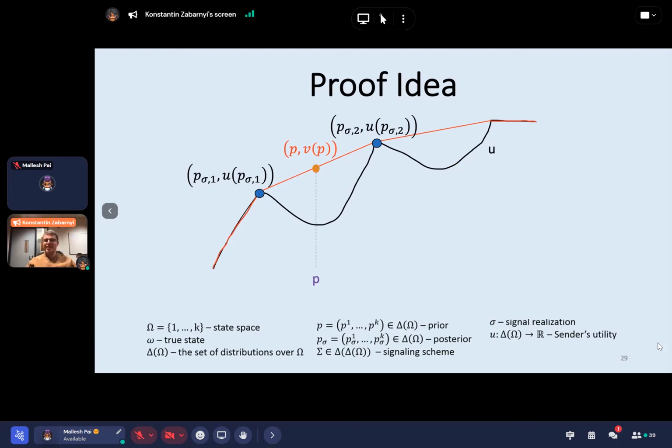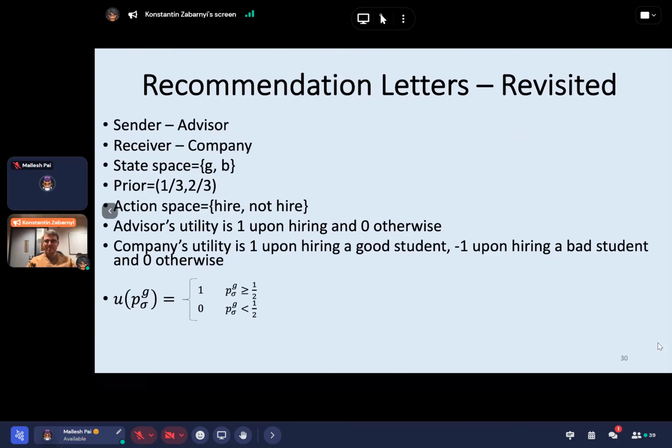And why can't we go above the concavification? Well, it's because from the splitting lemma, we cannot leave the convex hull of the points on the graph of U. And the concavification is exactly the supremum of the points in the convex hull of the function U. So this is the proof idea. And now let's demonstrate the application of the main theorem to the example of recommendation letters, our running example.